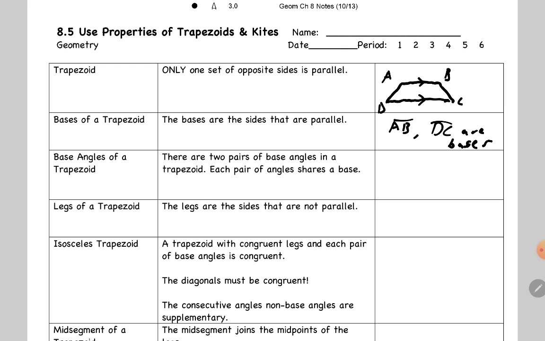Base angles are angles of the bases. Angle A and angle B are base angles. And so are angle D and angle C. So they come as a pair. So we've got the upper base and the lower base.